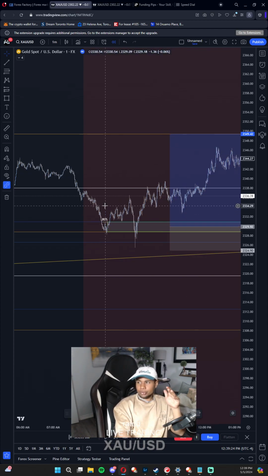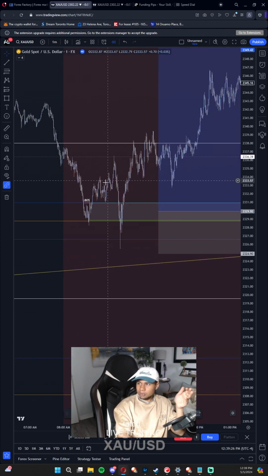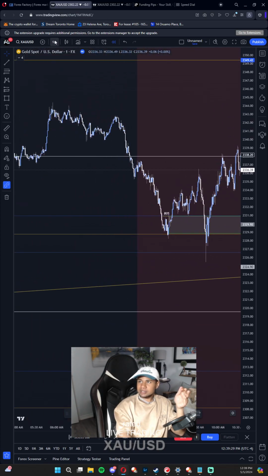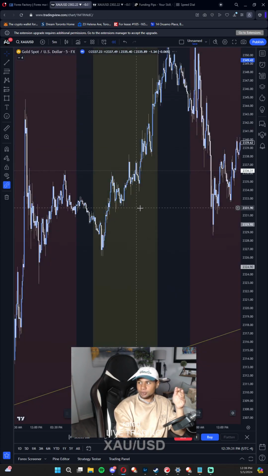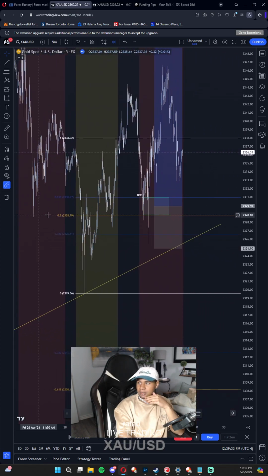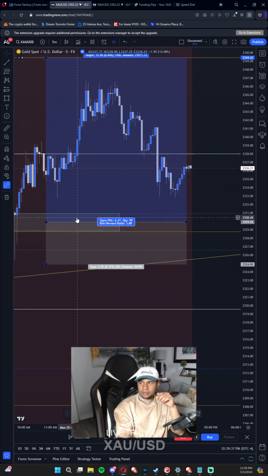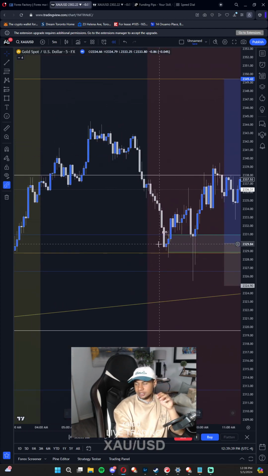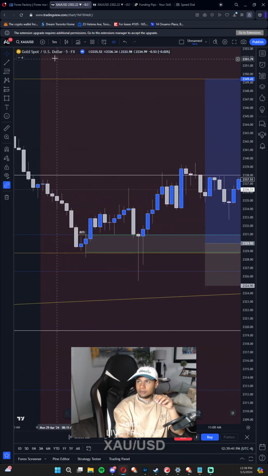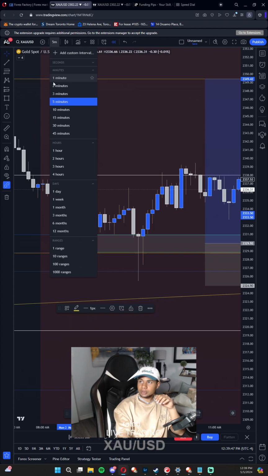Now, this was a breaker structure, but I feel like if we went down to the 5 minute or even the 3 minute, I like to look at the 3 minutes sometimes, it didn't really look like a breaker structure now, did it? Right? It looked like nothing. But if we go over here, somewhere around here, let's go to the 1 minute.